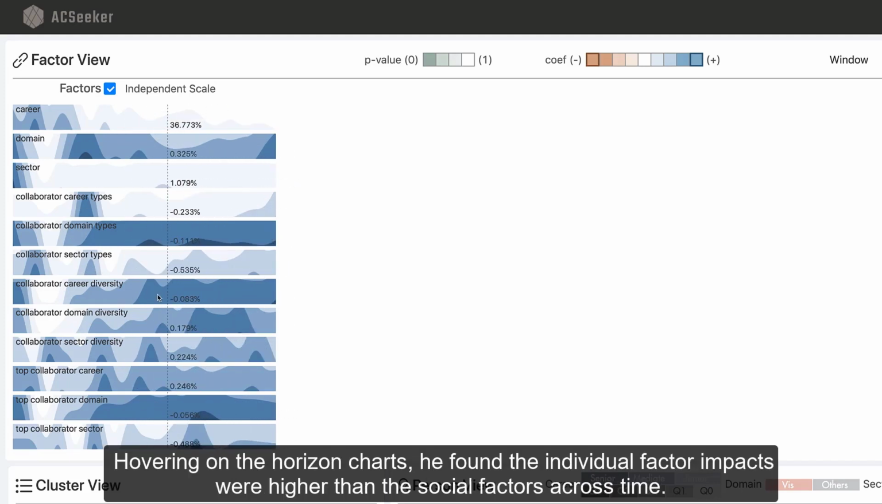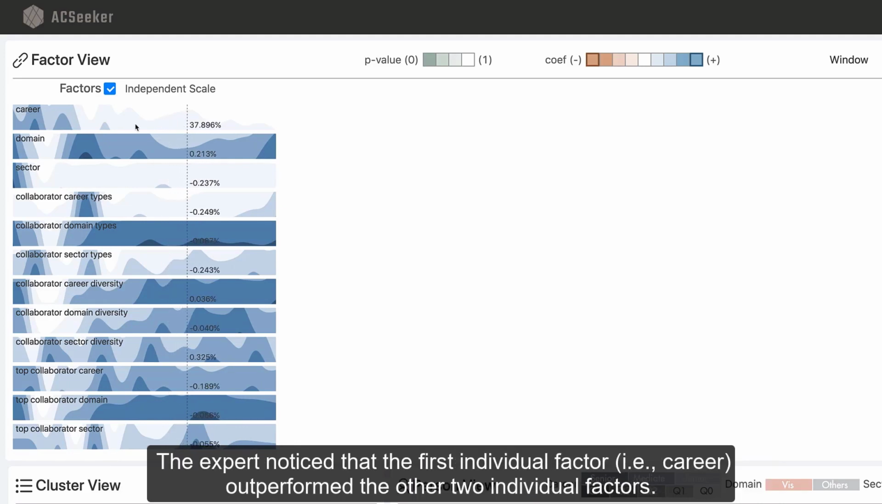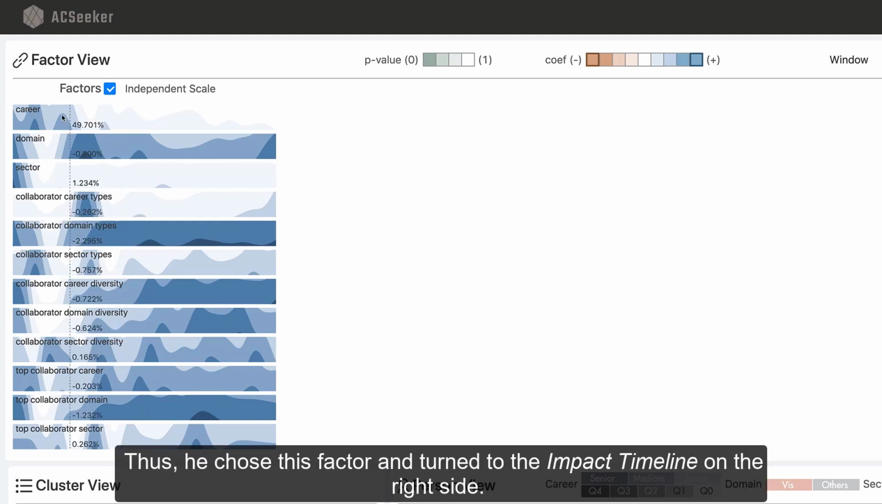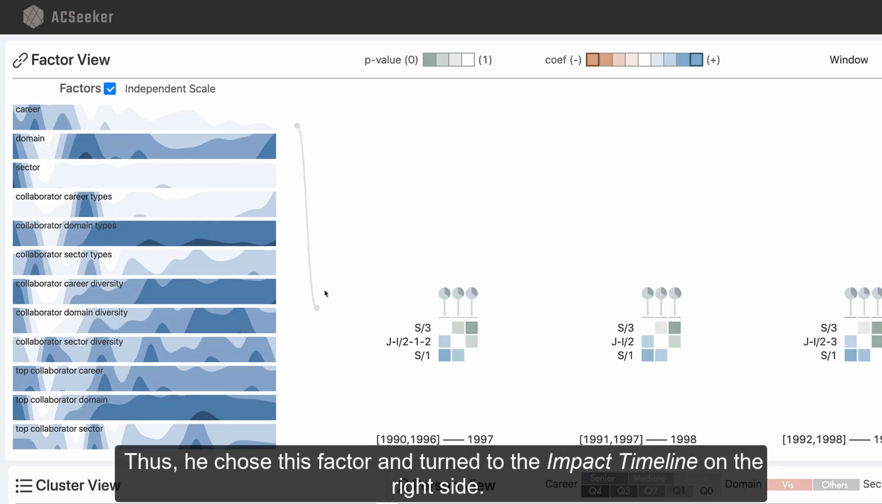Hovering on the horizon charts, he found individual factor impacts were higher than the social factors across time. The expert noticed that the first individual factor outperformed the other two individual factors. He wondered how different types of historical careers affected the researcher's career success. Thus, he chose this factor and turned to the impact timeline on the right side.